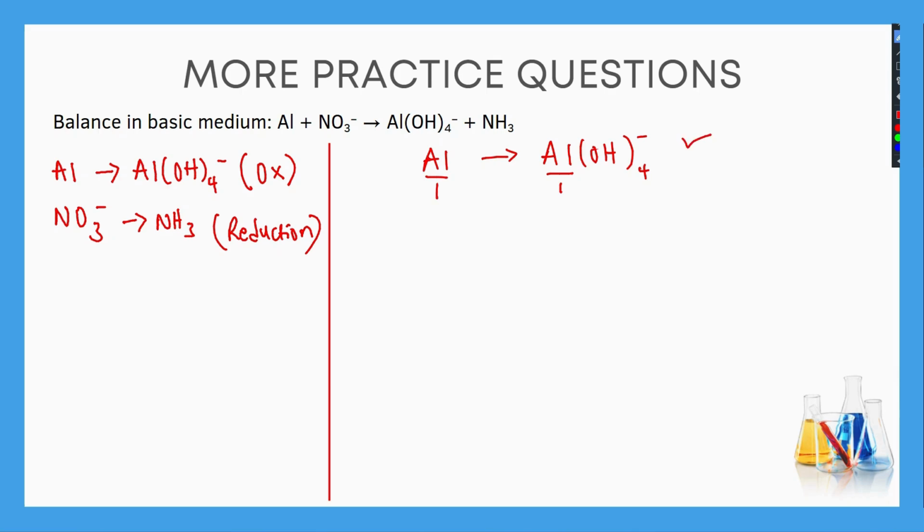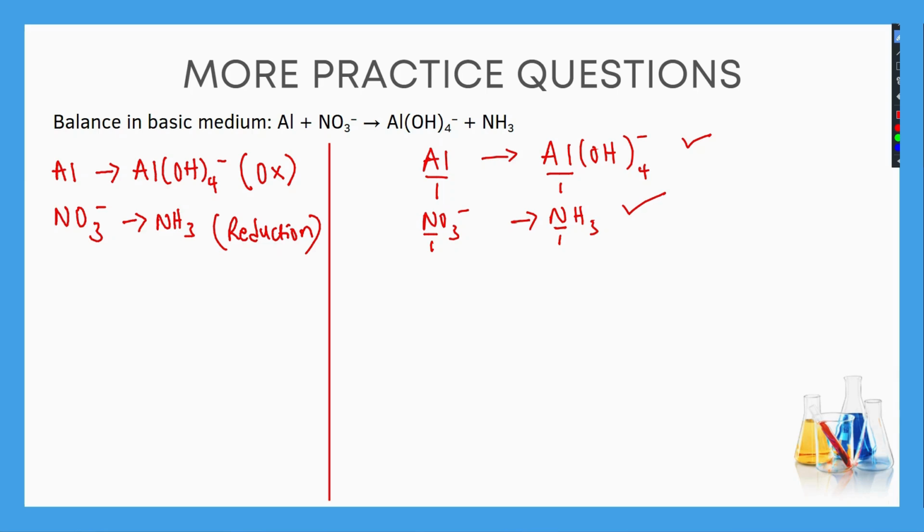So that rule has been obeyed by this equation. For the second half, we have NO3 minus giving us NH3. The only other atom we have apart from oxygen and hydrogen is nitrogen, which in this case is balanced because we have 1 apiece, which is 1 on both sides. So this step has been carried out.